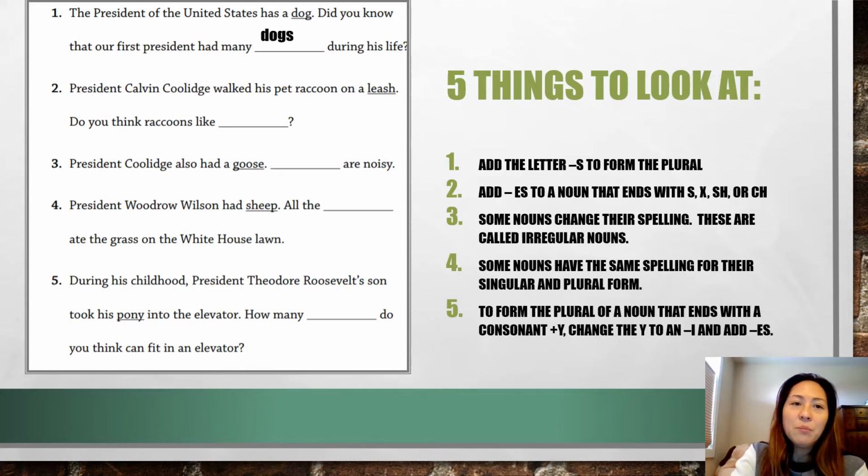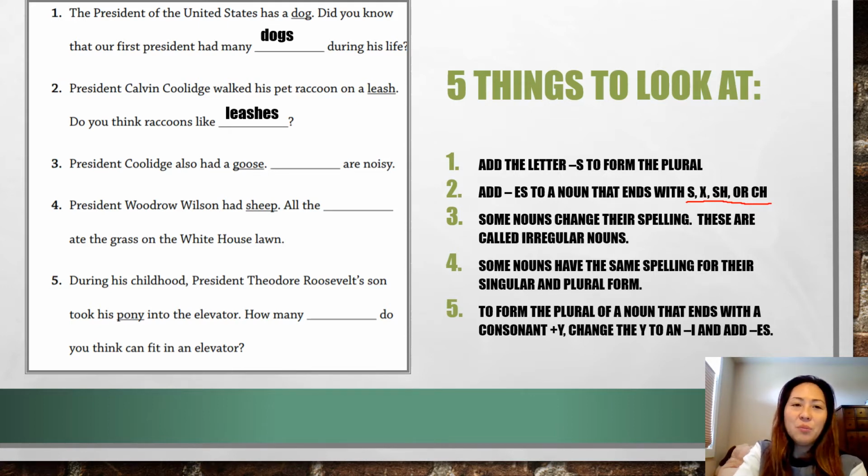Number 2, President Calvin Coolidge walked his pet raccoon on a leash. Do you think raccoons liked leashes? Now, on some words, the words that end with an S, an X, an SH, or a CH, you actually add ES to the word at the end of it instead of just an S. So if they end in X, an S, an SH, or a CH, you're going to add ES to the end of it to make it plural.